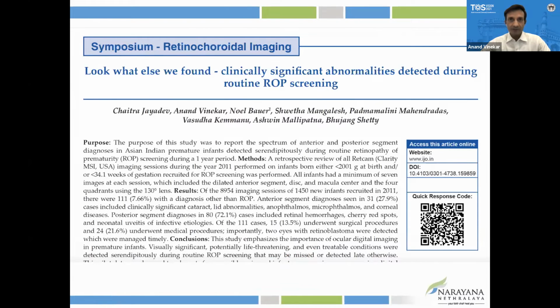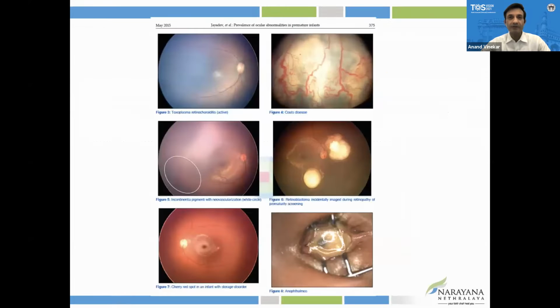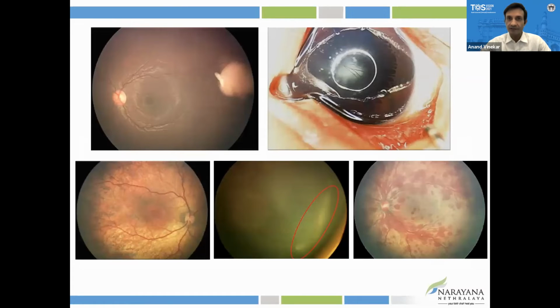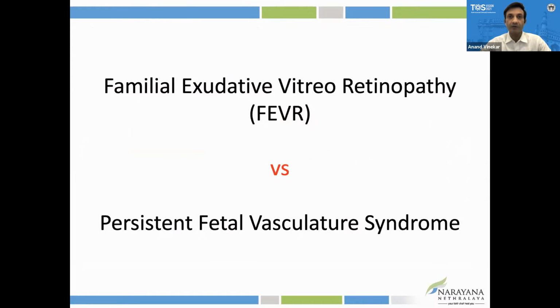When we were screening babies for ROP, we found that about 7% of them had other pediatric retinal conditions. And you can see that in just a cohort of about 1,400 babies, we even saw one retinoblastoma. We saw cherry red spots. We saw all kinds of conditions. When you look at term babies, in this study of 1,000 babies, if we extrapolate that to the Indian population, anywhere between 50,000 to 200,000 babies may have all these conditions in the country annually. So I think we must wake up to the fact that there are common pediatric retinal conditions that we may all encounter in our practice.